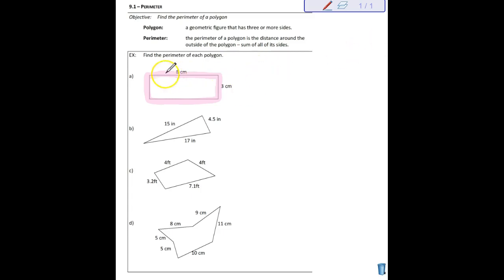Okay, well, what is the length of this first side? Well, that's 8 centimeters. And this side is 3 centimeters. And this side, well, that's another 8 centimeters. And this last side, well, that's 3 centimeters. So if I just go ahead and add it all up, 8 plus 3, that's 11, plus 8, we're up to 19, plus 3 more is 22. So my total perimeter is 22. And then don't forget your units. This is centimeters.